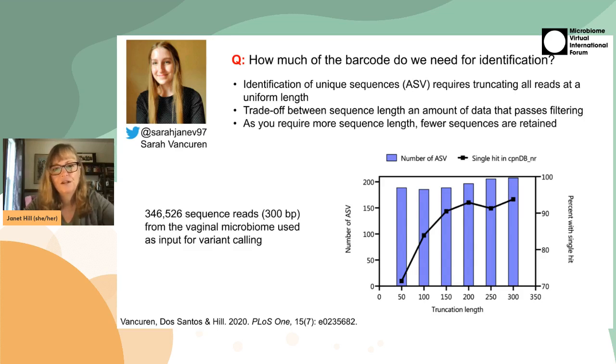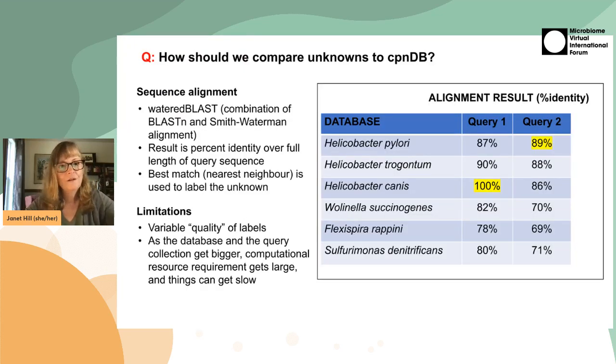And what she found, as you can see on the right, the purple bars, as you increased the truncation length, there really wasn't any major gain in the number of unique sequences that were detected. So that was good. And more importantly, if you look at the right-hand axis, we looked at the percent of the ASV that only found one best match in the database. So it was an unambiguous identification. And once we got to 150 base pairs, there was really no gain in that. So we concluded from this that 150 base pairs of the target is sufficient to get unambiguous and usually species level identification. So how do we then compare these 150 base pair queries to our database?